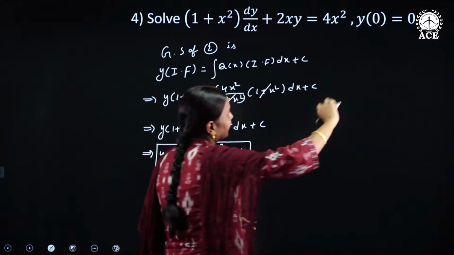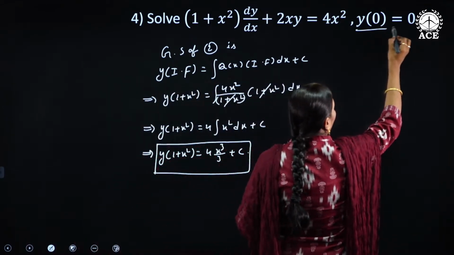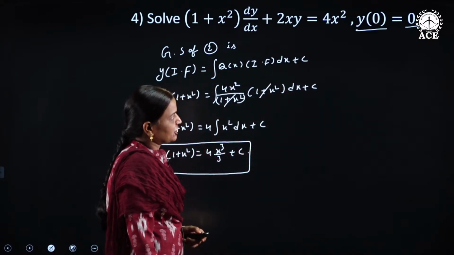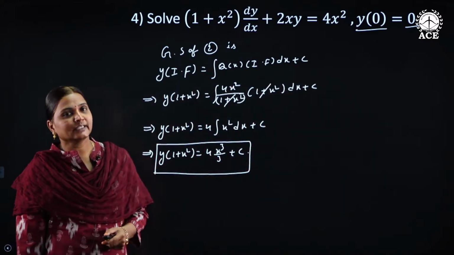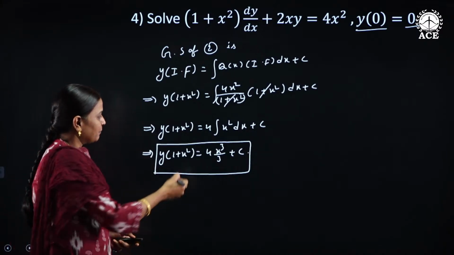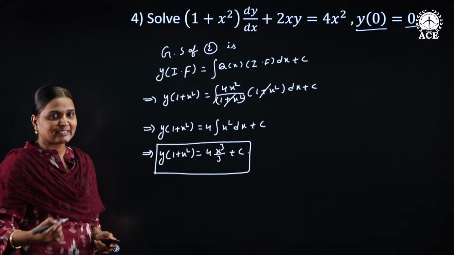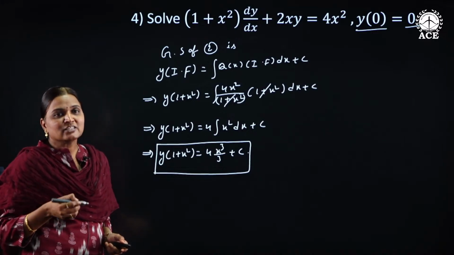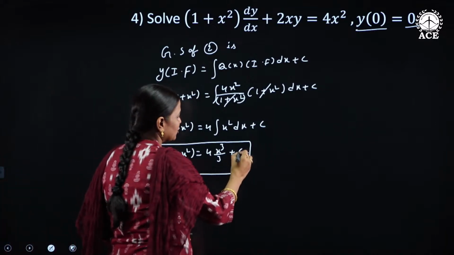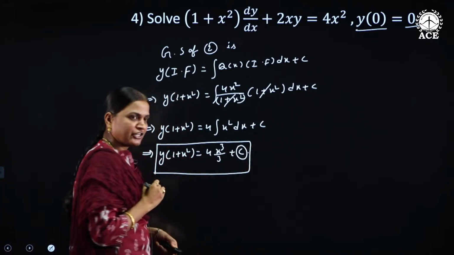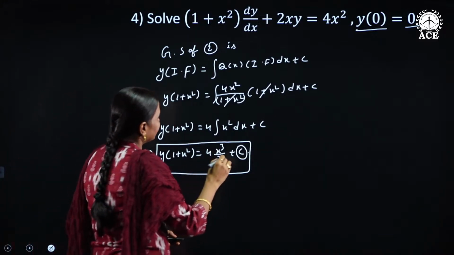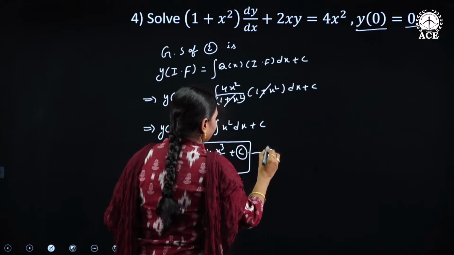Here one more condition is given: y of 0 equal to 0. What is the purpose of that condition? It means find the particular solution. The particular solution is obtained from the general solution by substituting values for the arbitrary constant. So to find the particular solution, we have to find the arbitrary constant c using the given condition. Let us consider this as equation number 3.